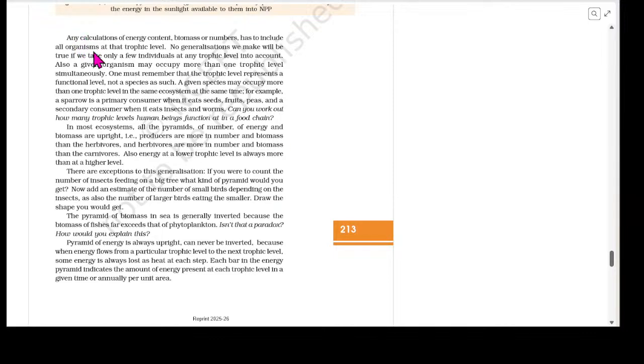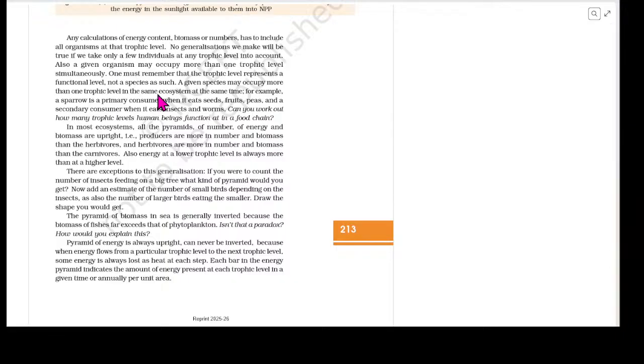Any calculations of energy content, biomass or numbers have to include all organisms at that trophic level. No generalizations we make will be true if we take only a few organisms at any trophic level into account. Also, a given organism may occupy more than one trophic level simultaneously. One must remember that the trophic level represents a functional level, not a species as such. A given species may occupy more than one trophic level in the same ecosystem at the same time.